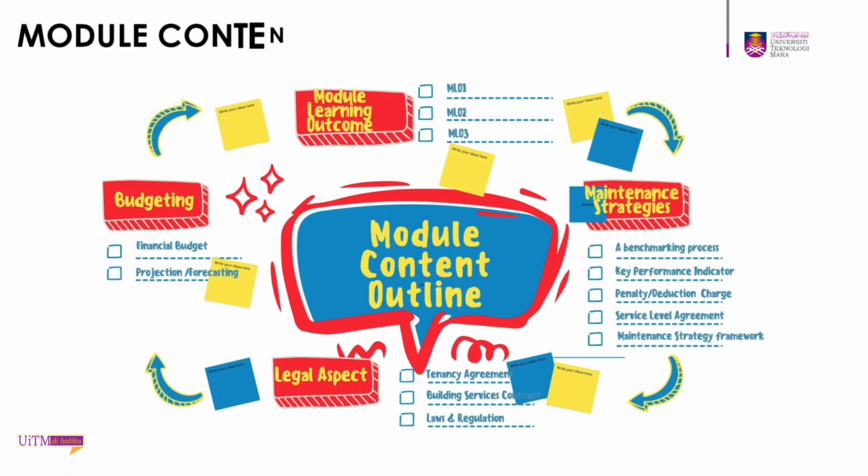Module Content Outline. Maintenance Strategies: 1. A benchmarking process. 2. Key performance indicator. 3. Penalty or deduction charge. 4. Service level agreement. 5. Maintenance strategy framework. For the legal aspects: 1. Tenancy agreement. 2. Building services contract. 3. Laws and regulations. Budgeting: 1. Financial budgeting. 2. Projection or forecasting.